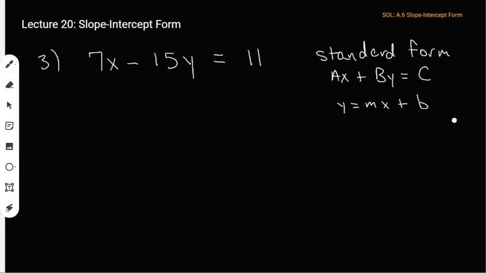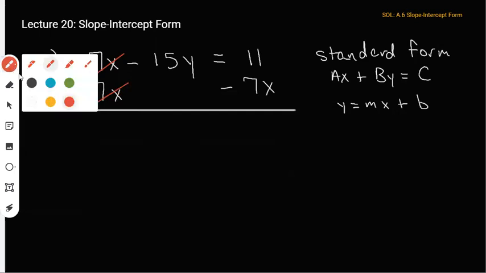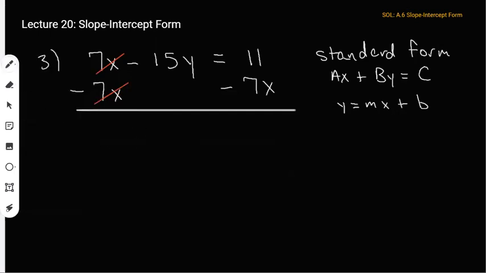The first thing I need to get rid of is the positive 7x. And I can do that by subtracting 7x from both sides. So when I subtract 7x, that's going to cancel out the 7x on the top and the bottom. So I'm going to cross both of those out, leaving me with a -15y. On the other side, that -7x is going to pop up with the positive 11.